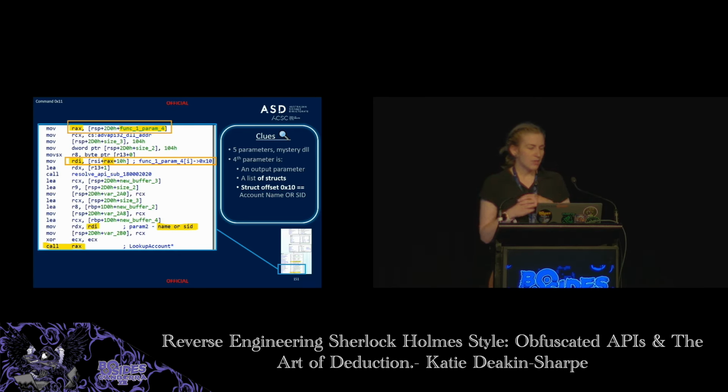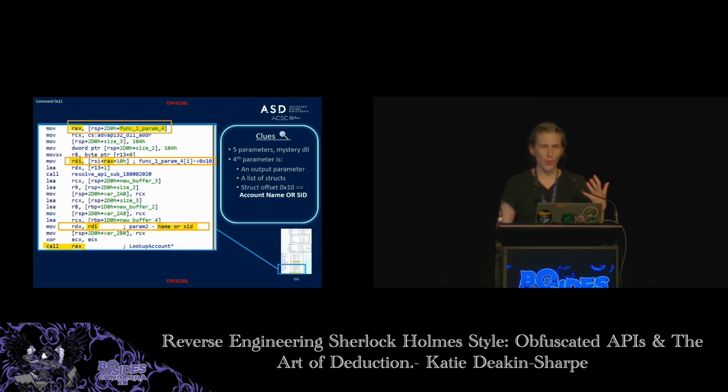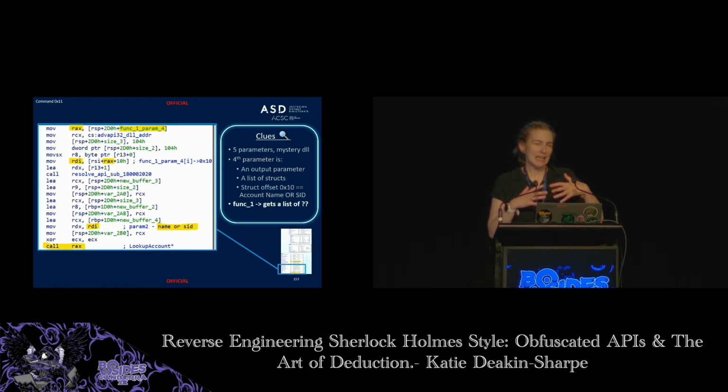We then take each item in the list and we access an offset of hex 10 inside each one, which suggests it's probably a list of structs. And then we take that struct member and we pass that as our 2nd parameter into our lookup account API, which means it is probably an account name or the account SID. Now, all of this information is a little too specific to triage down from 1,500 files, but broadly speaking, function 1 is getting a list of something.